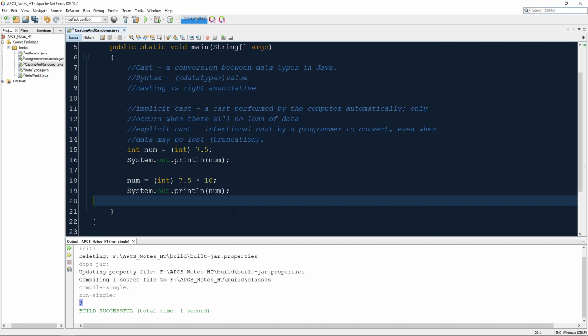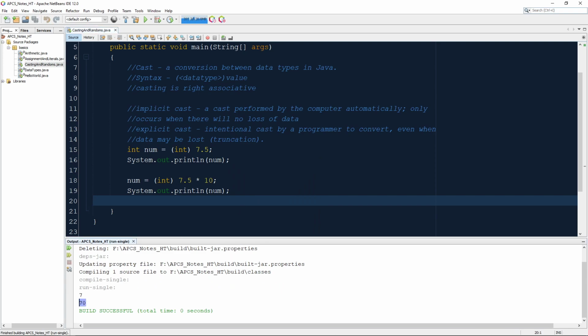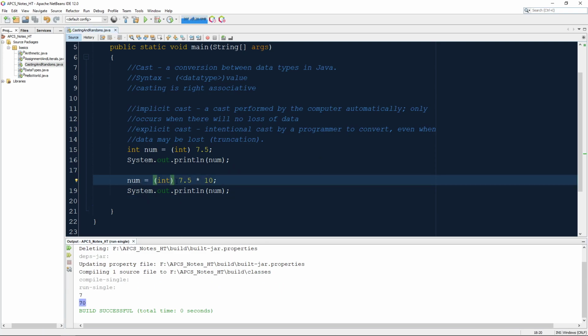So what are the two possible answers? If the cast happened first, before the multiplication, we would get 7.5 cast to an int, which would be 7, and then we'd multiply by 10, which would give us 70. That's one possible answer if the cast is more important. If it wasn't more important, then we would get 7.5 times 10, which is 75.0. 75.0 cast to an int would be 75. So if we get 70, then the cast is more important. If we get 75, then the multiplication is more important. So let's see which one it is. 70. So the cast has a higher precedence than the multiplication.